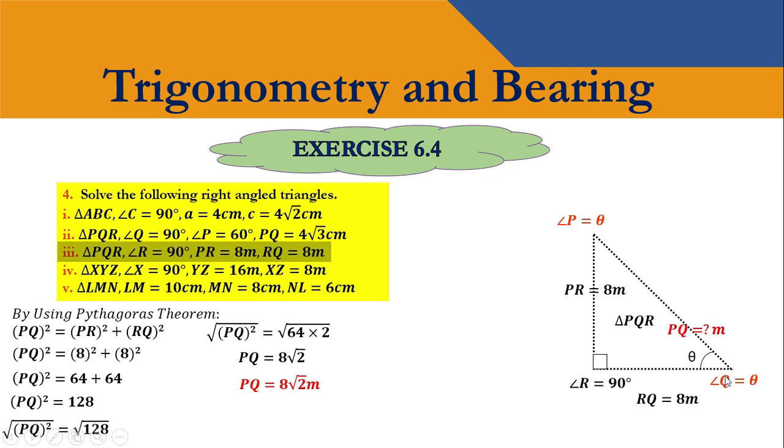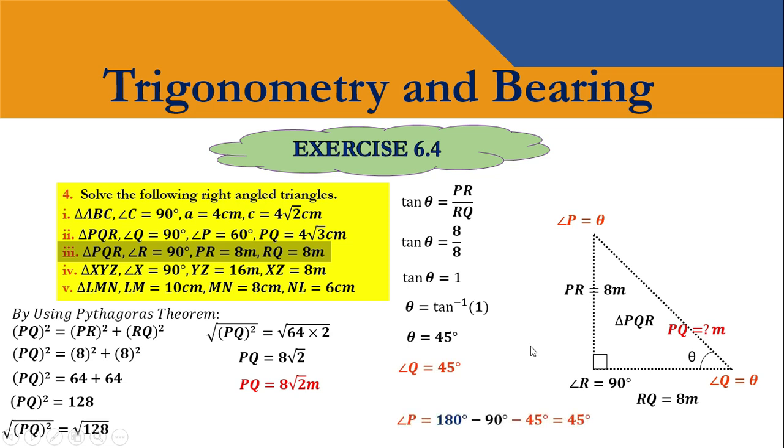Now we have all three sides of this triangle. To calculate the base angle, we can use any trigonometric ratio because we have all three sides. I will use tan theta here, which is equal to perpendicular divided by base. Putting in the values of perpendicular and base, we get tan theta equals 1, and theta equals tan inverse 1, which is equal to 45 degrees. Now we have two angles and we can subtract them from 180 degrees to get our third angle, which is also equal to 45 degrees.